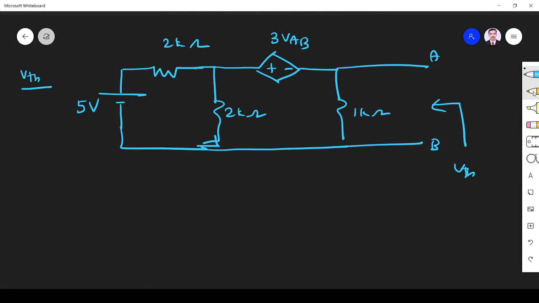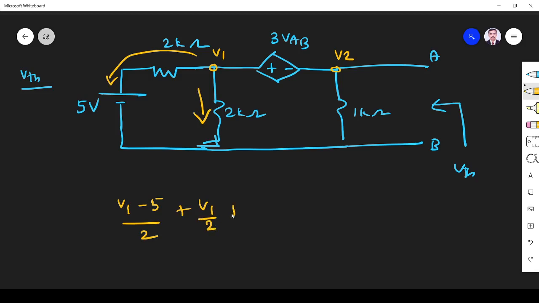Okay, so let me apply KCL here. Let us assume this is node 1 V1. This is node 2 V2. Right? So I apply KCL. So at node 1 it is for this branch V1 minus 5 divided by 2. For this branch it is V1 by 2. Next for this branch V2 by 2. Since there is one voltage source between two non-reference nodes, we are going to apply super mesh, right?